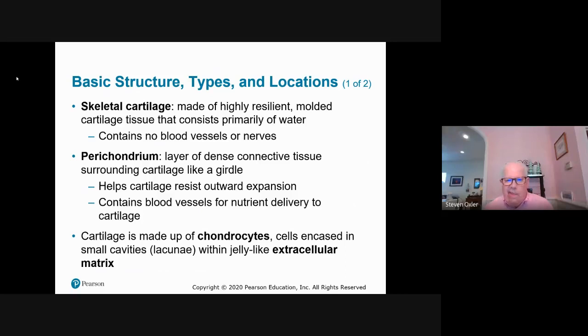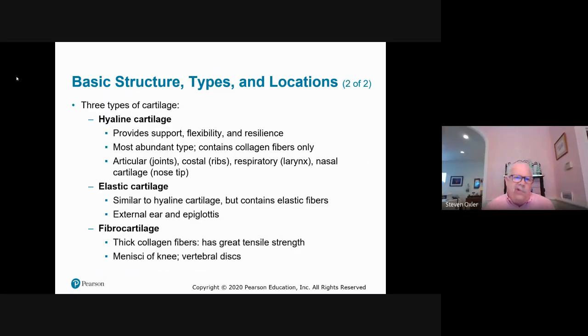Cartilage is made up of chondrocytes. Chondrocytes are the cells that live in the small cavities of the cartilage. Those small cavities are also present in bone, and those small cavities are called lacunae. And within the matrix, this lacunae is where the chondrocytes live. So, as you know, there are three types of cartilage. This is a review from the tissue lecture.